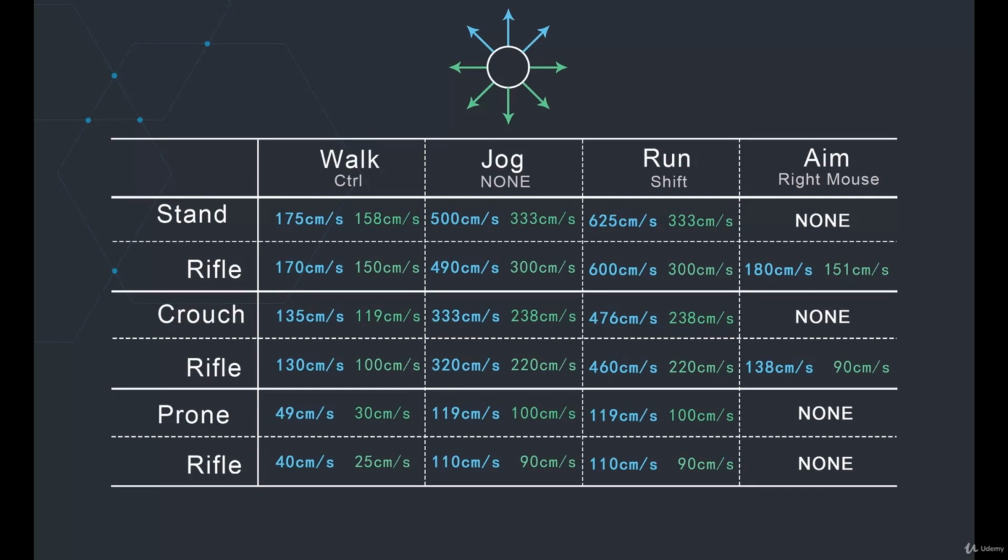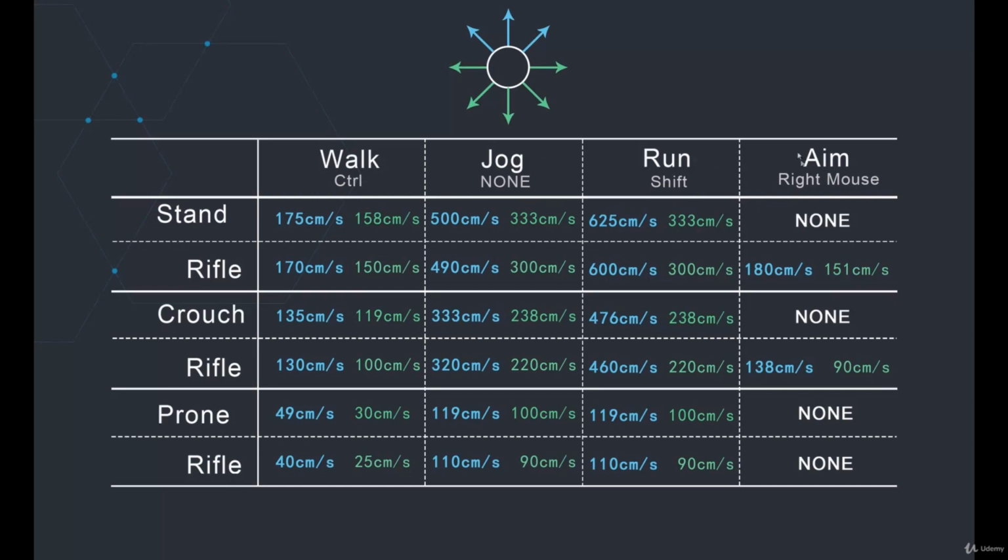The character is divided into 3 poses: standing, crouching, and prone. All three poses have an unarmed and armed state, respectively. The different poses move at different speeds. The character has 4 states: walking, jogging, running, and aiming.